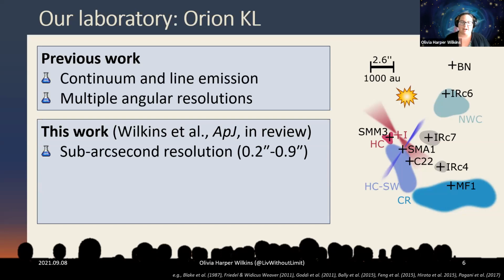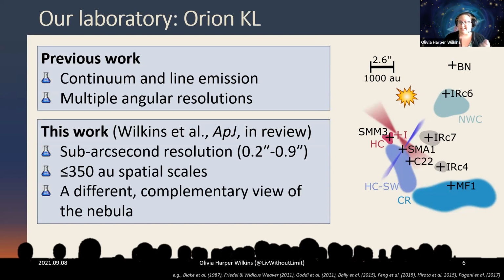I'm looking at Orion KL using sub-arcsecond resolution, so all less than 1 arcsecond down to 0.2 arcseconds. And this corresponds, at the assumed distance of 388 parsecs, to spatial scales of less than 350 AU that we're able to resolve. And I want to emphasize that these provide a different view of Orion KL from what we've seen in the past. These complement the past observations, and you need to use observations across all different angular resolutions to understand this complex and fascinating place.